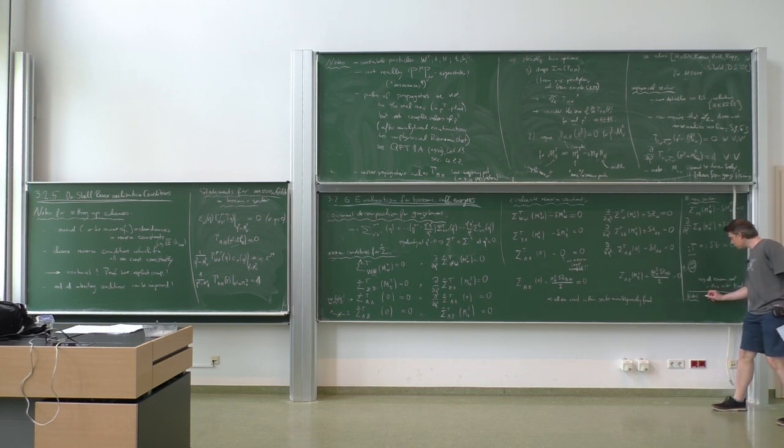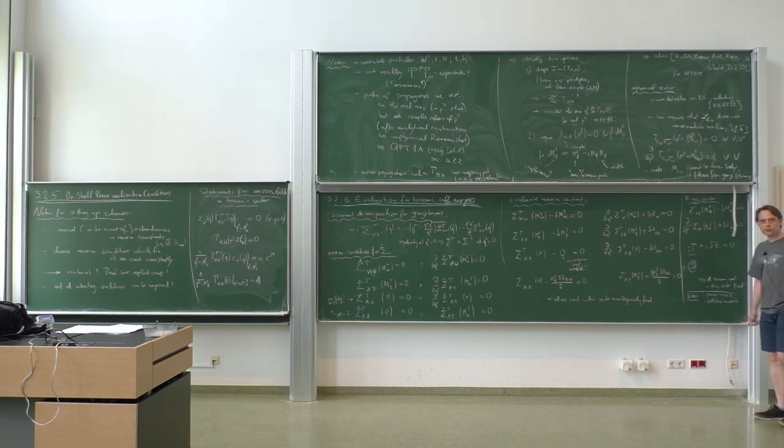So what about the photon mass? Is it automatically zero, or do we get a contradiction? And second, what about, for example, Goldstone boson masses? As you see, we have not imposed a renormalization condition for the Goldstone bosons.